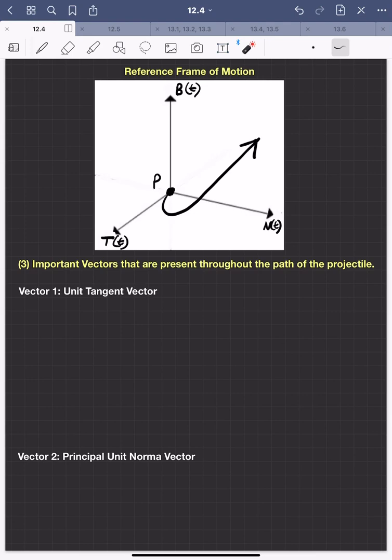So if you take a look at my diagram here, imagine some projectile that starts at point P, and what we're seeing is the path of this projectile. Okay? So as I mentioned, throughout the entirety of that path, there are three vectors that are always present.